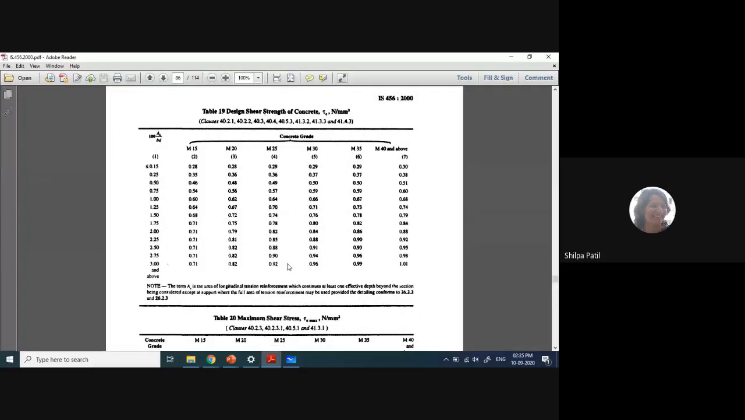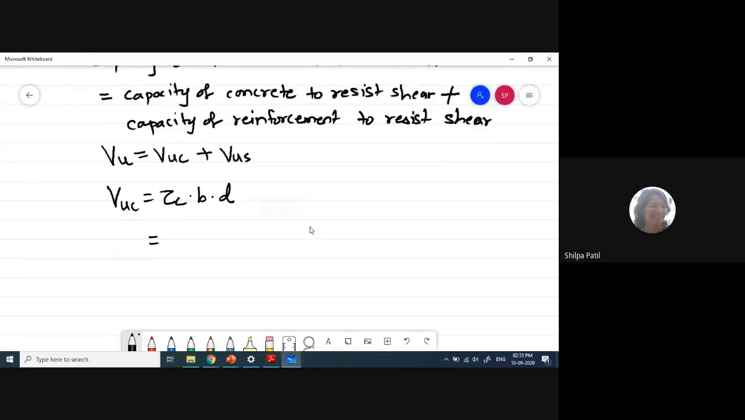So tau c values are given over here. Design shear strength of concrete, tau c. Am I right? So it depends upon the percentage steel and grade of the concrete. What is the grade of the concrete given? M20. And what is the percentage steel? I think we have not calculated it. So let us calculate first the percentage steel.